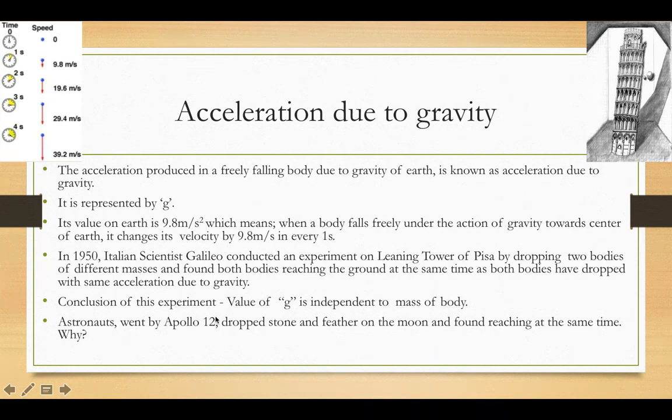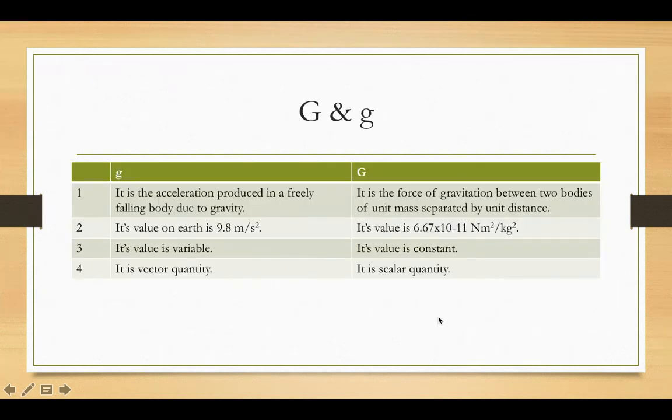The reason is because the value of G is independent of the mass of the body, even on the Moon. Now, the difference between capital G and small g. Small g, as you know, is the acceleration produced in a freely falling body due to gravity, whereas capital G is the force of gravitation between two bodies of unit mass separated by unit distance.